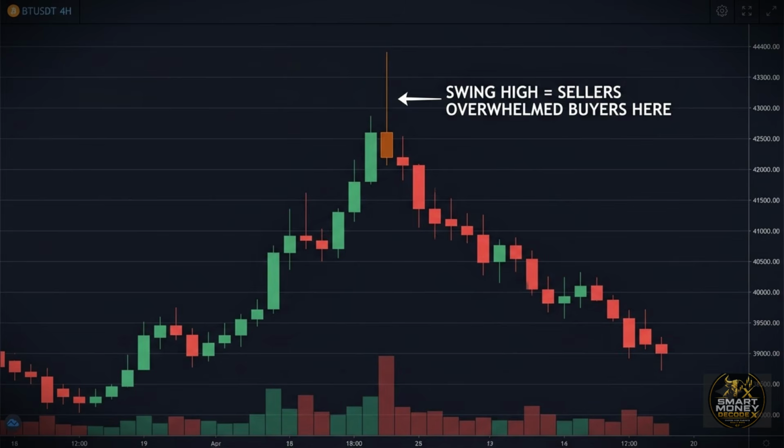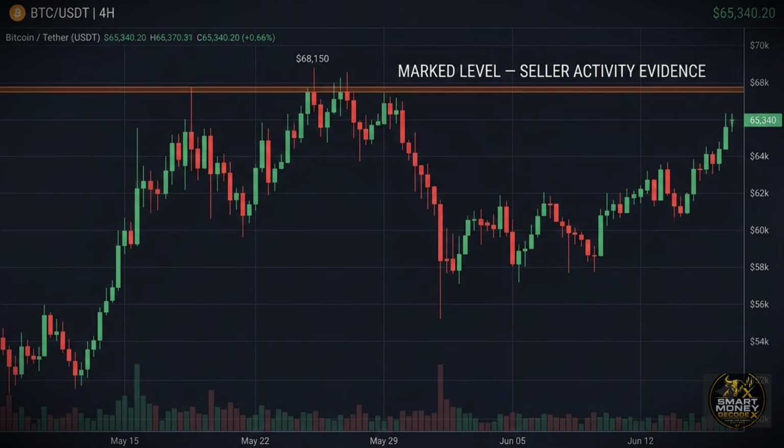A swing high is significant because it represents a level where sellers overwhelmed buyers. Price reached that point, and sellers stepped in with enough force to reverse the move. That level is now marked. It is evidence that sellers are active there.